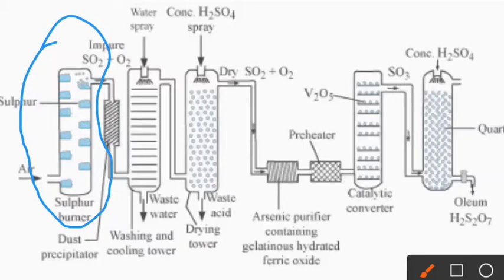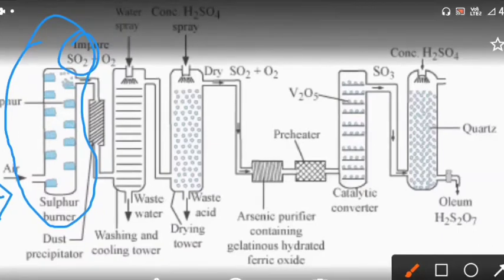Here, the sulfur gets burnt by hot air passed into it. The hot air is passed through this side. Because of the hot air, the sulfur gets burned and we are getting sulfur dioxide. The sulfur dioxide thus formed is passed through the next unit, that is the dust precipitator.